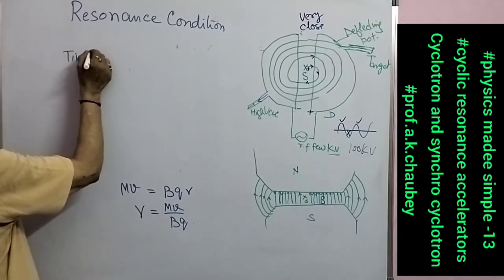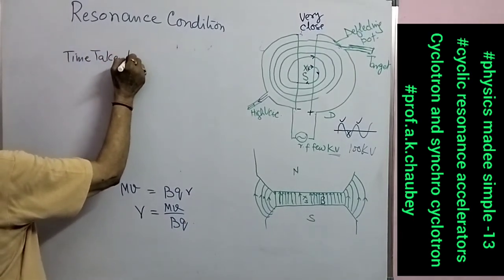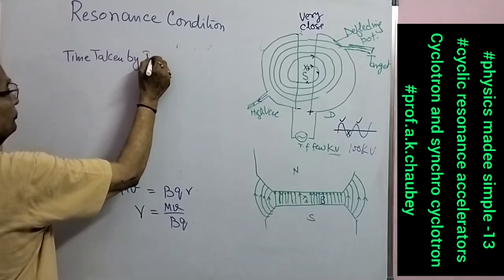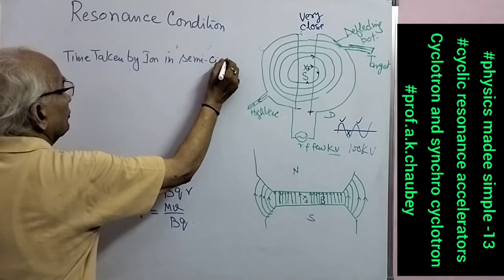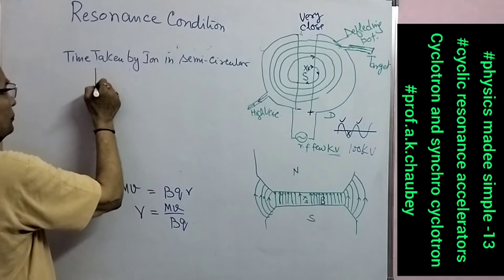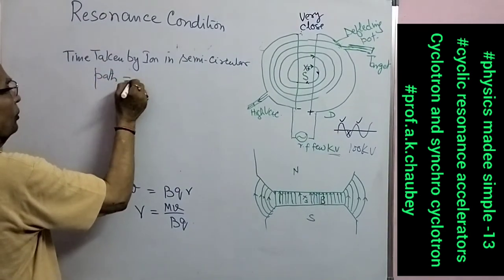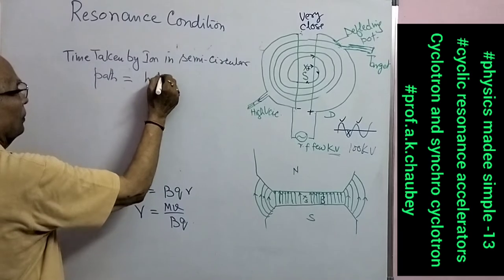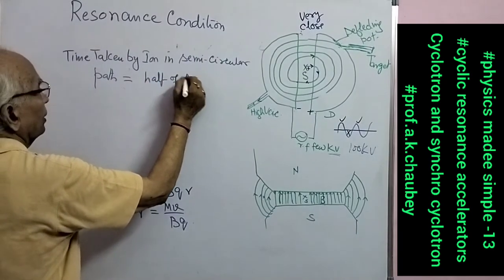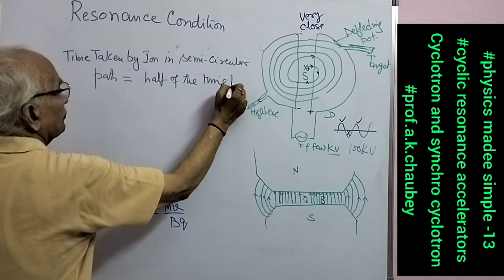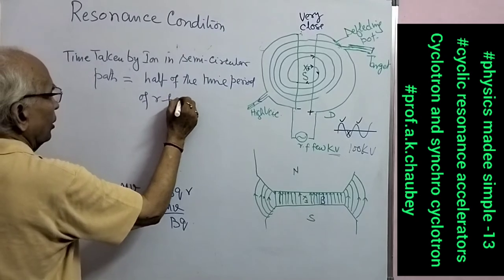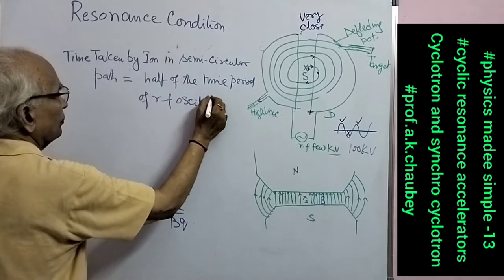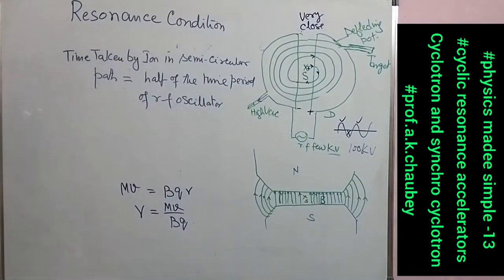Time taken by the ion in the semicircular path must be equal to half of the time period of the RF oscillator. I think you understand. This is the resonance condition, resonance between two times.